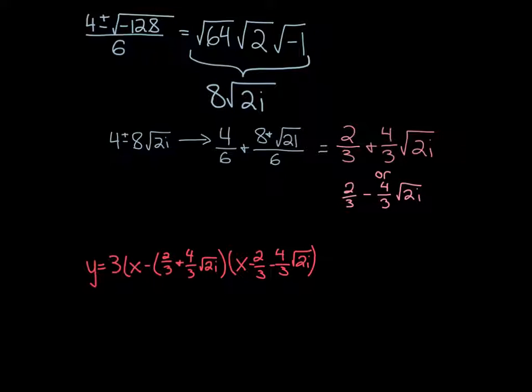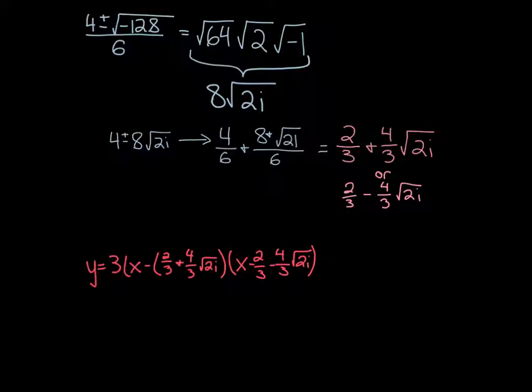By plugging our values into the quadratic formula, we have negative b plus or minus the square root of negative 128 all over 6. So we need to find the factors of the roots of all of those numbers. Right here we have root 64, root 2, and root negative 1, which transfers over to 8 root 2i.